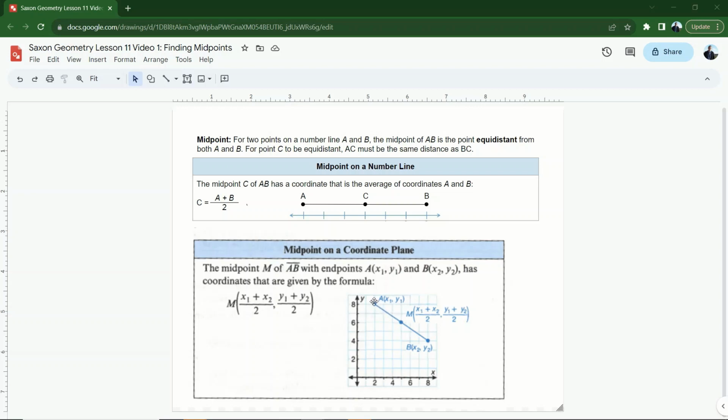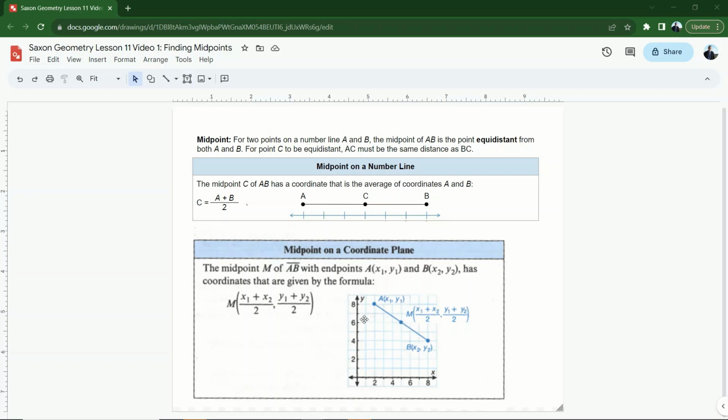Okay, so let's look at the y's. I notice that this has a y of 8. This has a y of 4. 4 plus 8 is 12, divided by 2 is 6. My midpoint for this segment is going to be (5, 6). And that's the coordinate of this midpoint point.